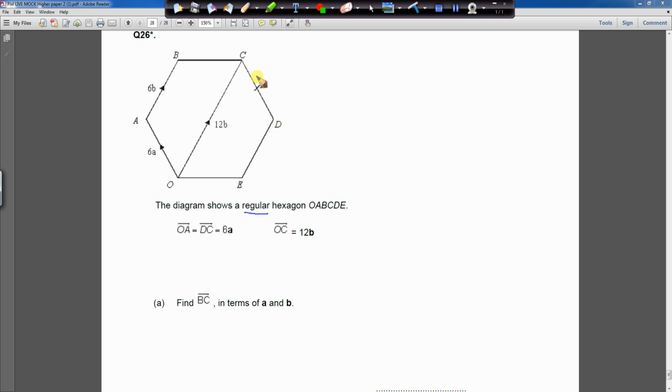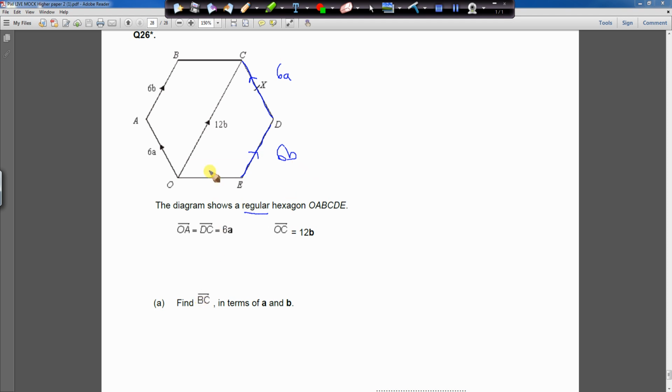Okay, so at the moment, we can say that the entire vector here is also 6a. That is 6a, that is 6a. This is 6b, is parallel to this and the same length, and so this is also 6b. So this one is 6b.